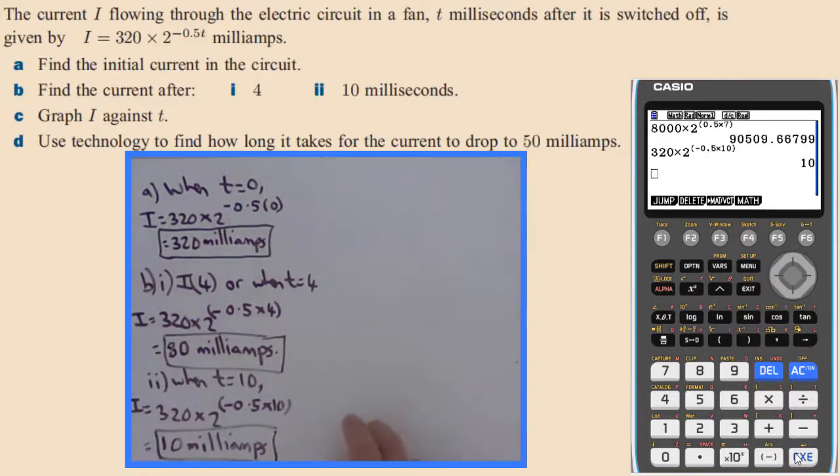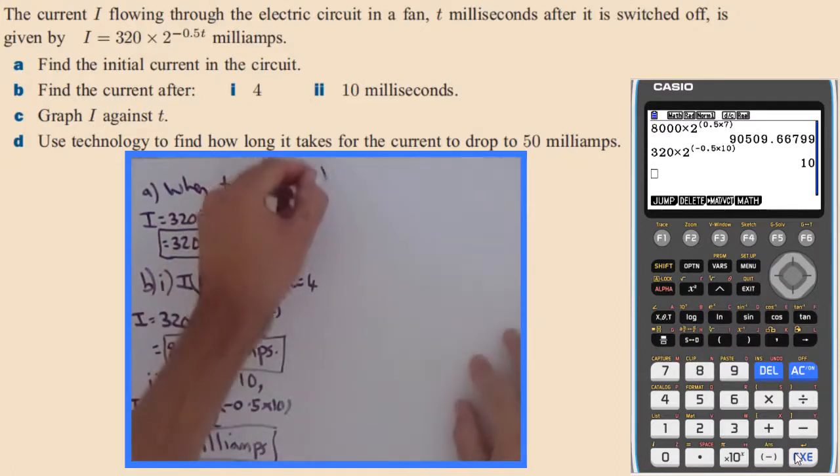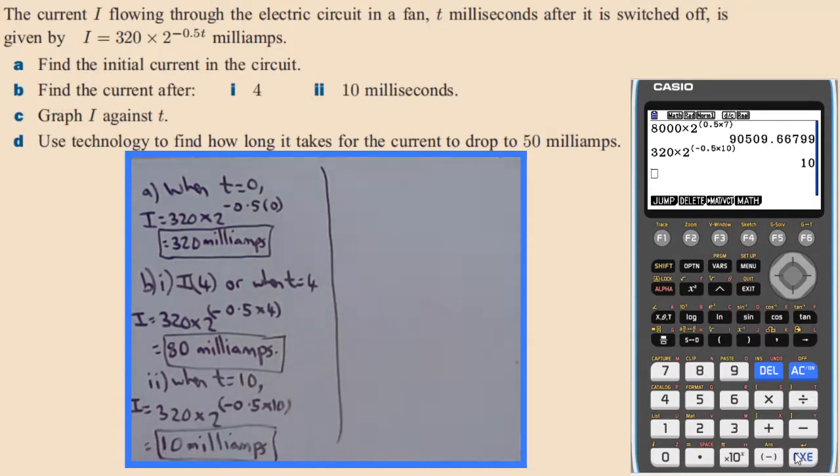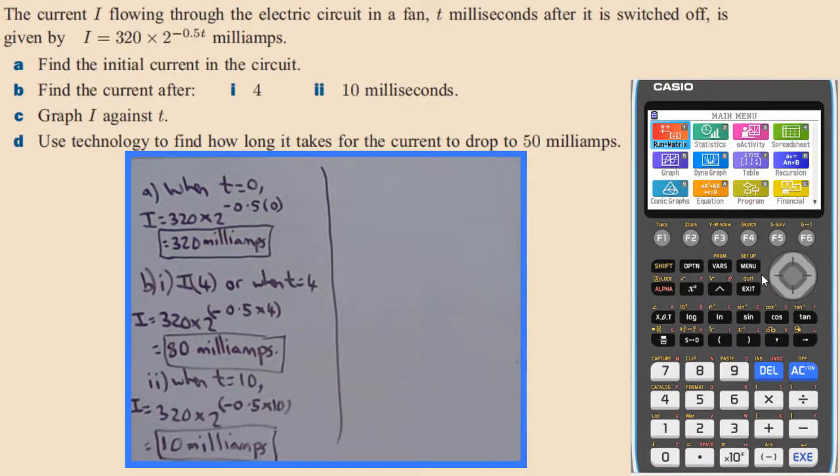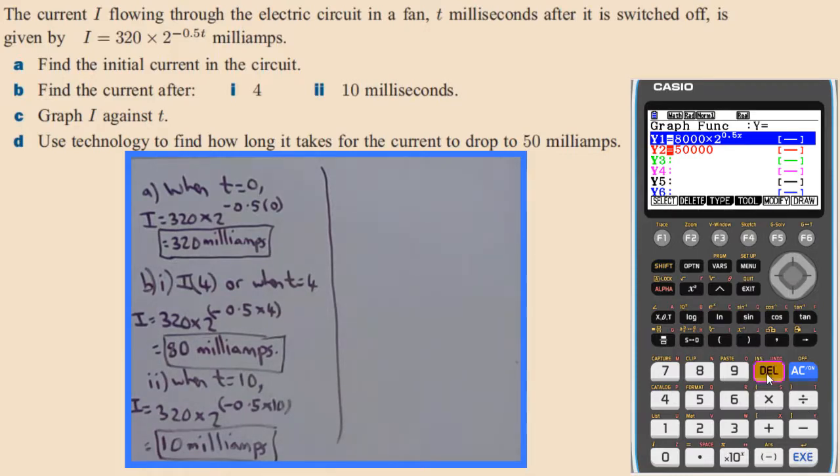Okay, so part C, graph I against t. So we're just going to put it in the calculator. Menu, go to graph, and if you have old graphs, you need to delete them.